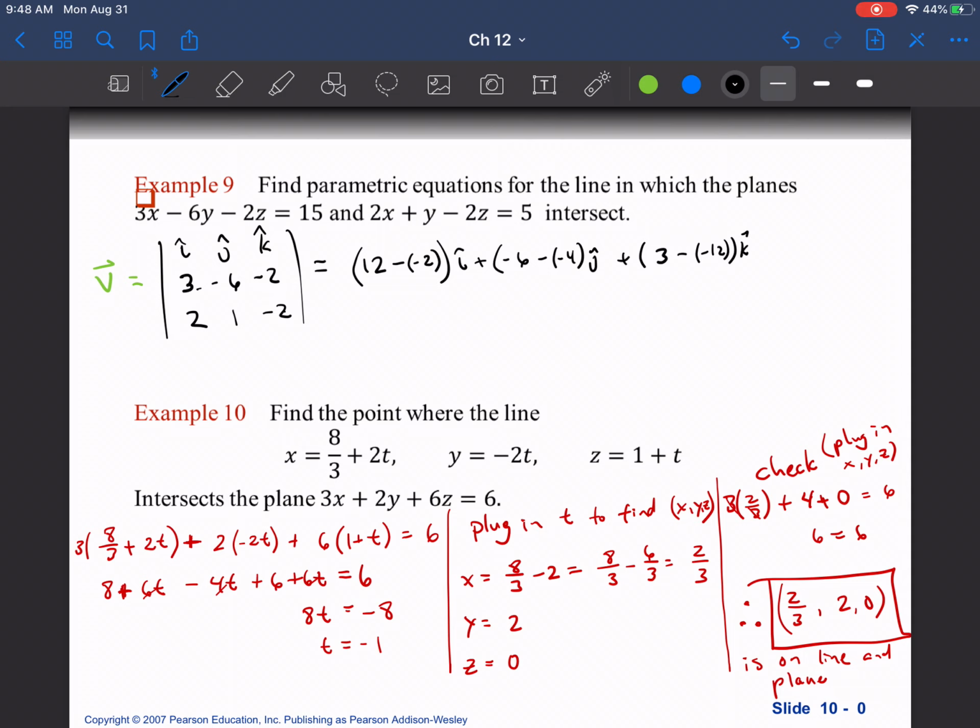So that right there is going to be our vector. So what do we have? We'll have 14i minus 2j plus 15k. Okay, so that's our vector that is parallel to the intersection.